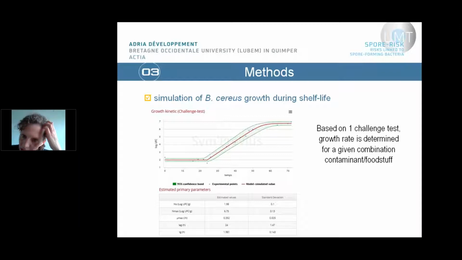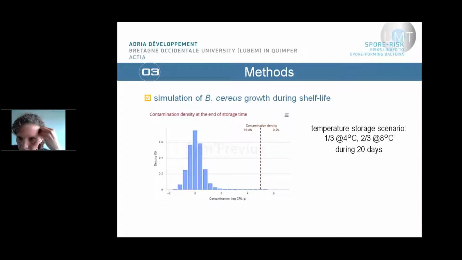I then get the growth rate determined in the food, and this growth rate can be used by a decision-making tool to simulate the behavior for different conditions. So for instance, if my temperature scenario is well controlled, at the end of my storage time, which is 20 days, you will see that my distribution of contamination will be much less than the targeted 5 log of contamination that I'm testing in this case. So no evolution of Bacillus cereus in the rice pudding, considering this storage scenario.